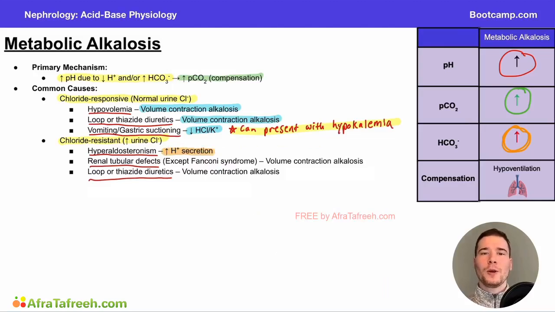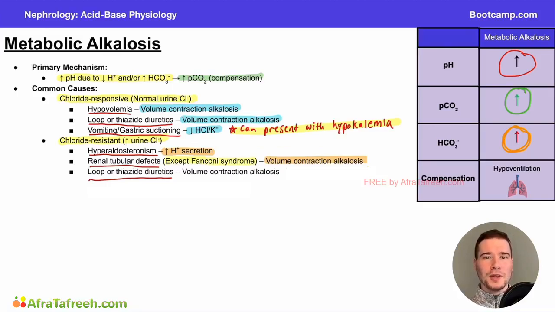Next, there are several renal tubular defects that can cause this presentation as well. And the primary reason is that each of these in their own way cause a decrease in sodium reabsorption. This decrease in sodium reabsorption can ultimately cause a volume contraction alkalosis. So again, the ones that can cause this are Bartter syndrome, Gitelman syndrome, and Liddle syndrome, in addition to apparent mineralocorticoid excess. But the one that does not cause this condition is Fanconi syndrome. And the reason is because the problem in Fanconi syndrome is notably different than it is in these other conditions.